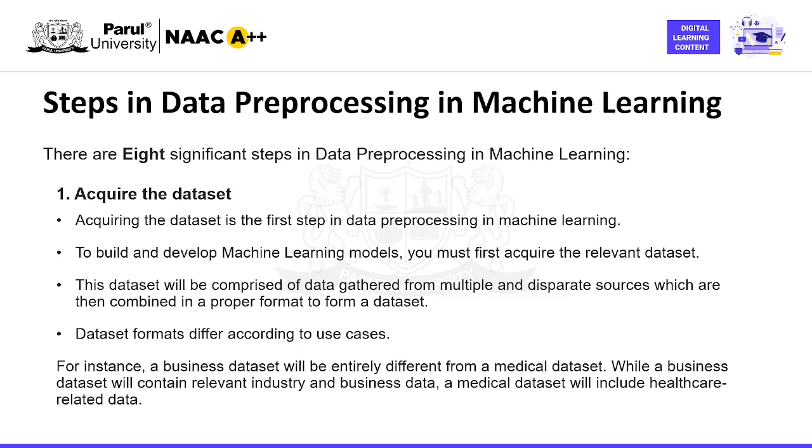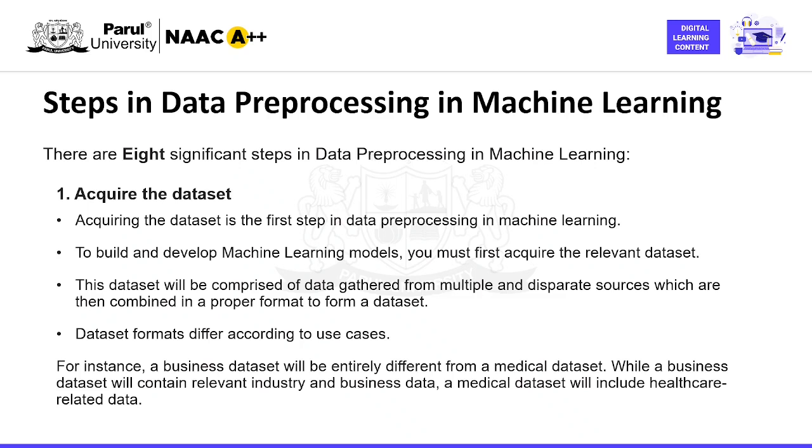Acquiring the data set is the first step in data pre-processing in machine learning. To build and develop a machine learning model, you must first acquire the relevant data set. Suppose you are going to prepare a model for a medical model, then you have to acquire the relevant data set. Suppose you are going to prepare a model for a business application, then you have to acquire the data for the business application.